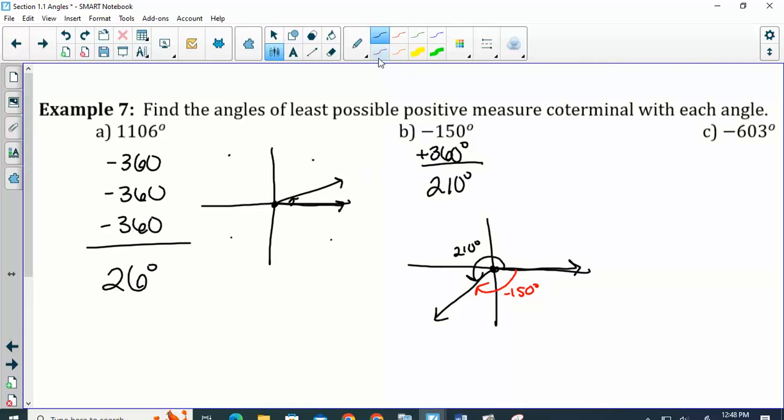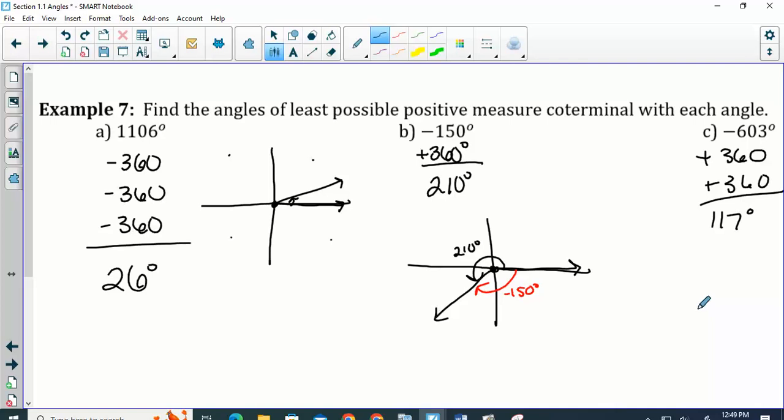C. Negative 603. Add 360. How many times? Twice. And what do we get? 117. What quadrant would 117 degrees be in? Second. And so it's between 90 and 180, so it would be in the second quadrant.